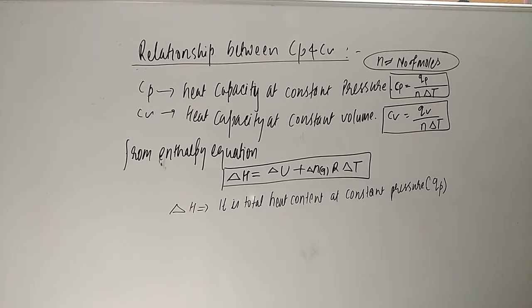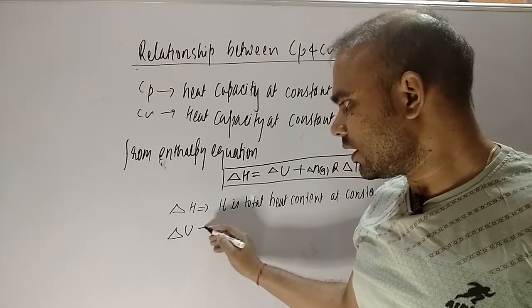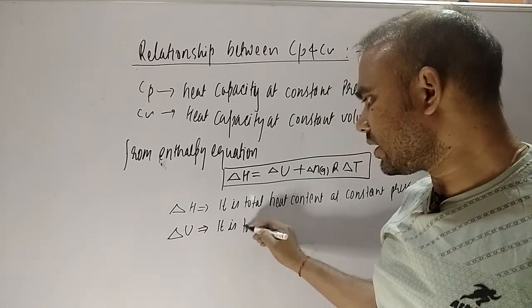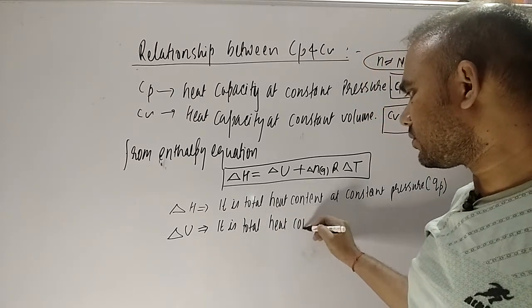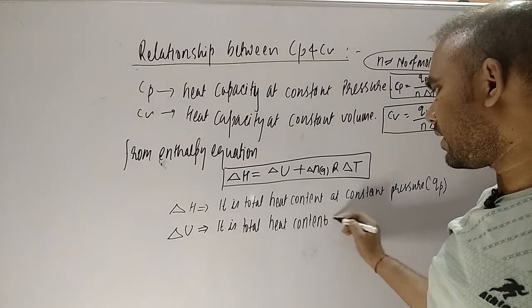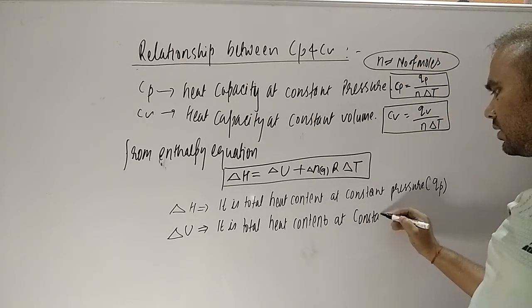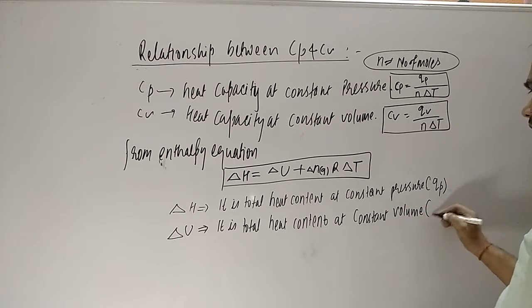And next one, if you are going for delta U, what is delta U? It is the total heat content at constant volume. Total heat content at constant volume, QV, right? These two things are there.